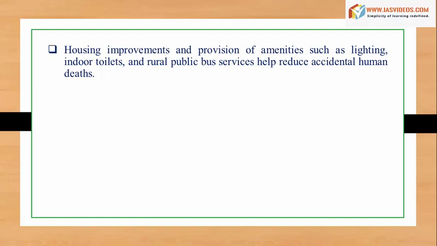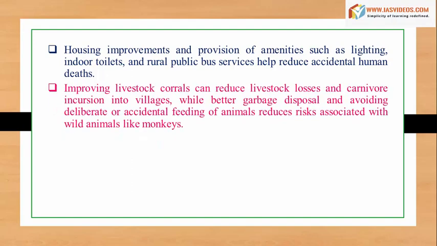Housing improvements and provision of amenities such as lighting, indoor toilets, and rural public bus services help reduce accidental human deaths. Improving livestock corrals can reduce livestock losses and carnivore incursion into villages, while better garbage disposal and avoiding deliberate or accidental feeding of animals reduces risks associated with wild animals like monkeys.